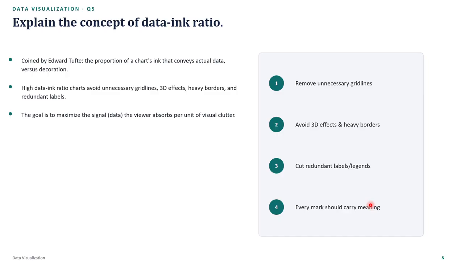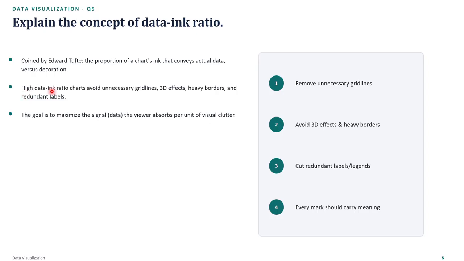What is the concept of data ink ratio? Data ink ratio indicates how much of the data is actually being conveyed versus the decoration. If I have a good data ink ratio, it will help to avoid unnecessary lines, 3D effects, borders, redundant labels. So it's basically how much information is being conveyed, without too much decoration. The chart should not be so heavily decorated that it loses the purpose, and that's a good chart, which will have a high data ink ratio.